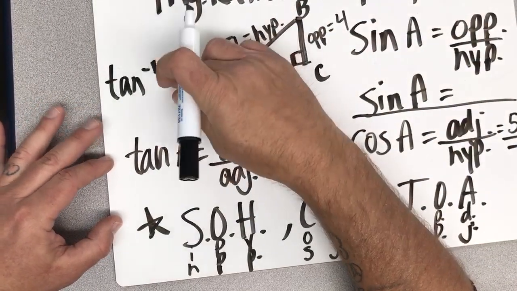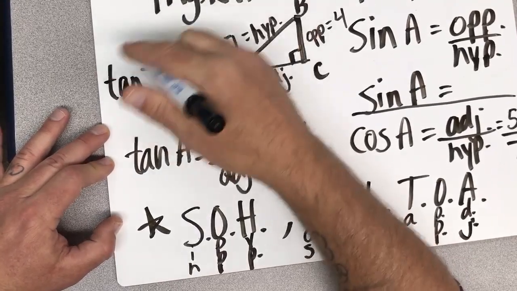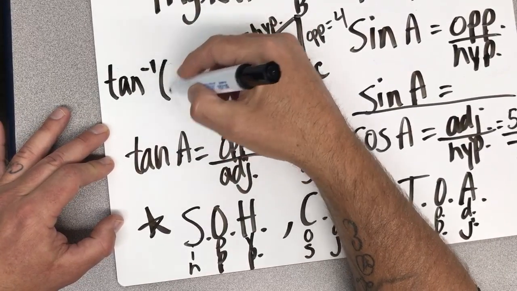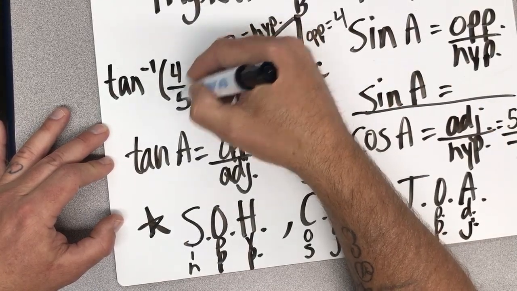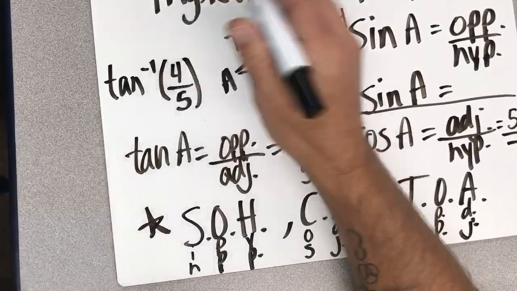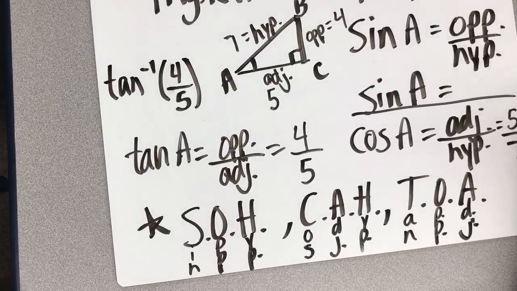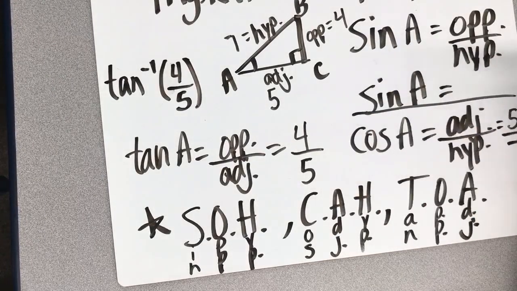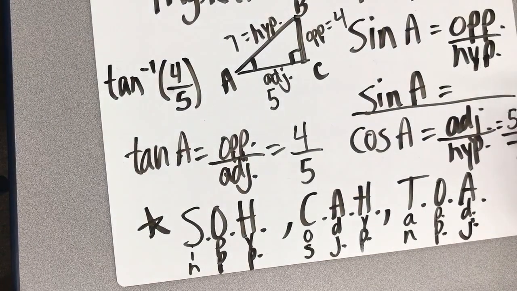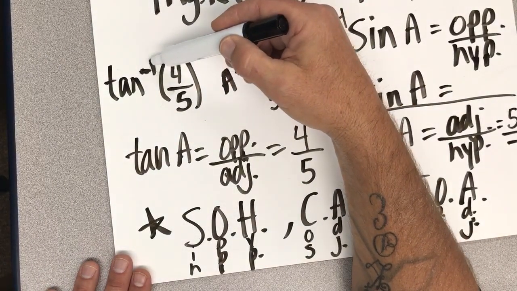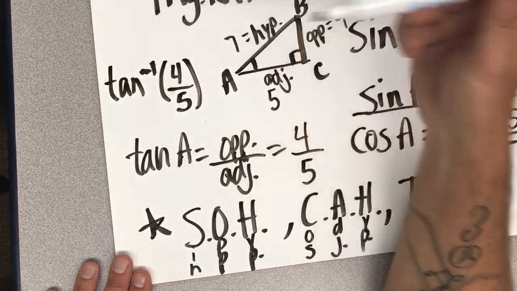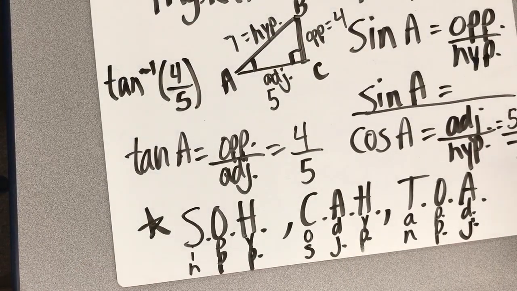So if you put tangent -1, it'll probably give you parentheses, and you just put in your ratio, and then you hit enter, and it'll give you your degree measure. You could also use sine or cosine if you knew what those ratios were. But to get your degree measure, you're going to use this -1. Technically, it's the inverse of tangent button. And that's all.